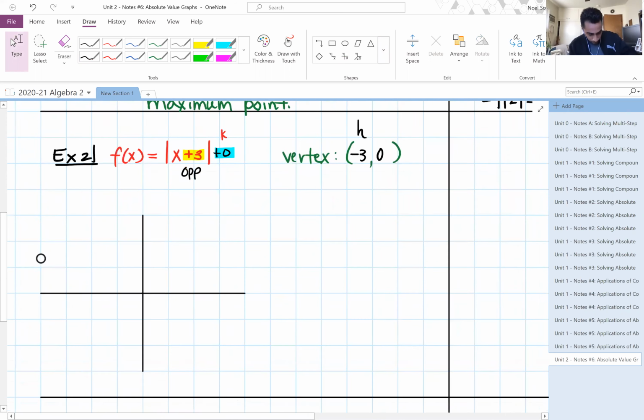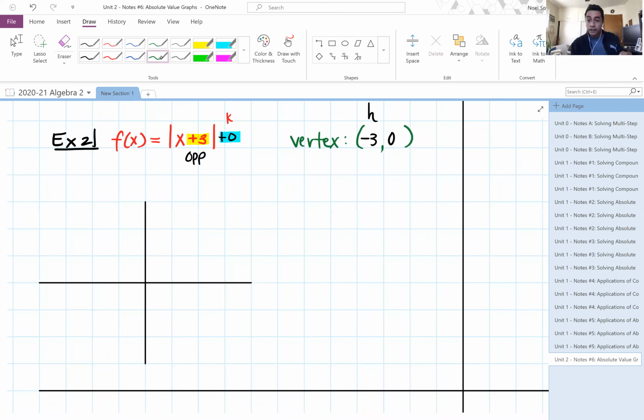Okay, so plot your vertex first, right? That's always what we want to do. So you have -1, -2, -3, right? So at -3, 0, there's my vertex. Here it is. Okay, so label it -3, 0, put a little V next to it so you know that that's your vertex.